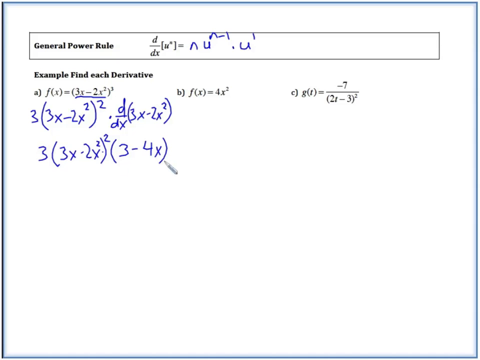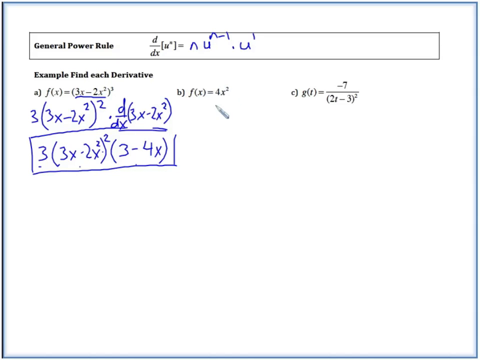Now looking at that, that is about as simplified as we want to go here. You could multiply the 3 out, but typically they like to see this in more factors. More factors are better.